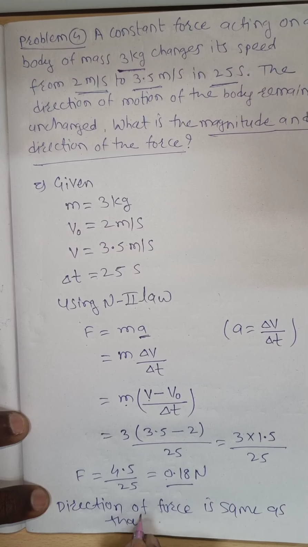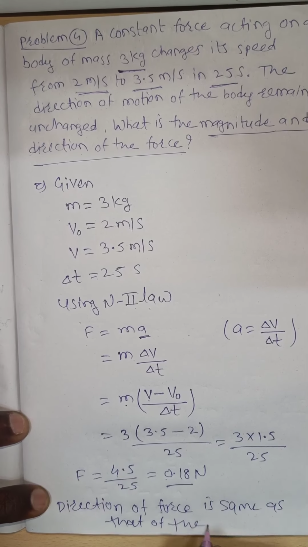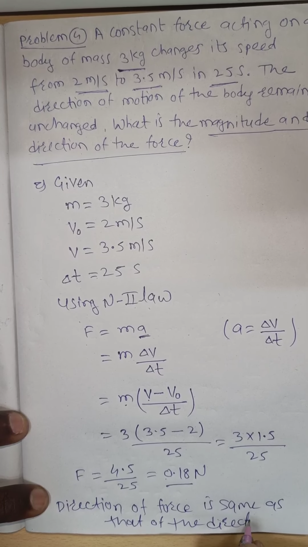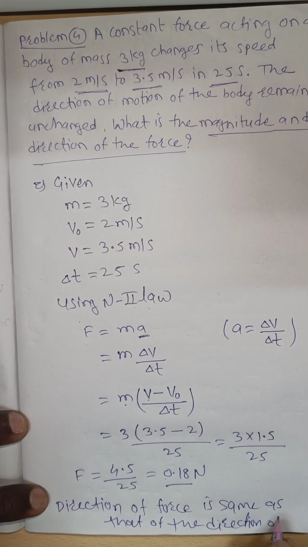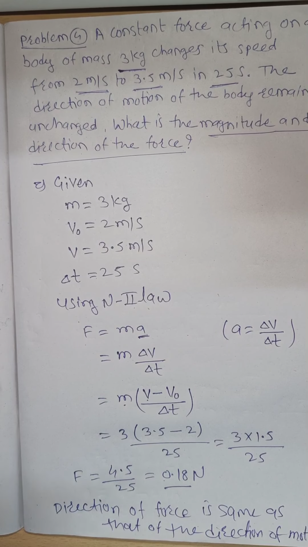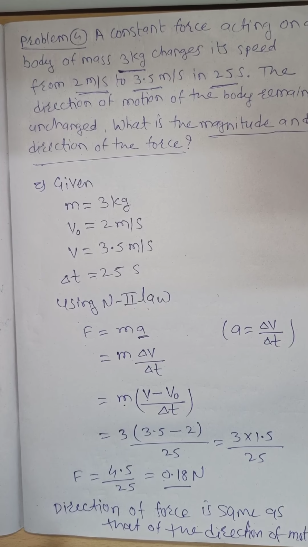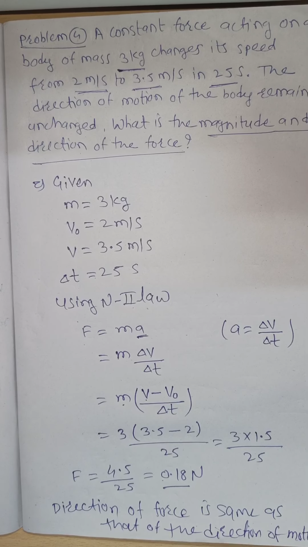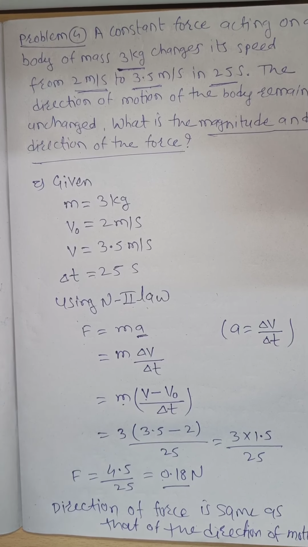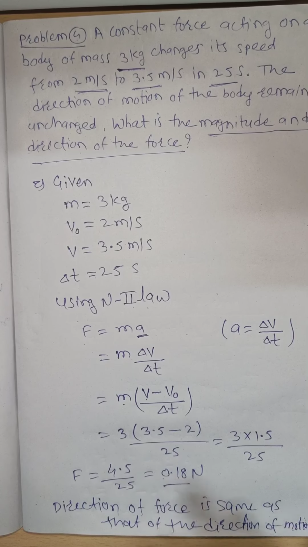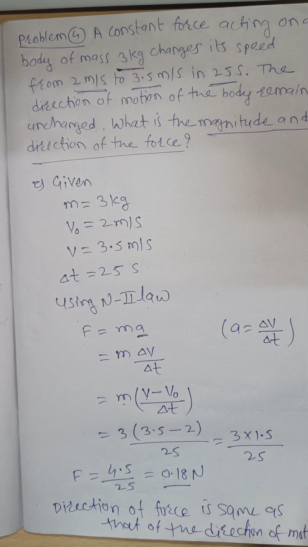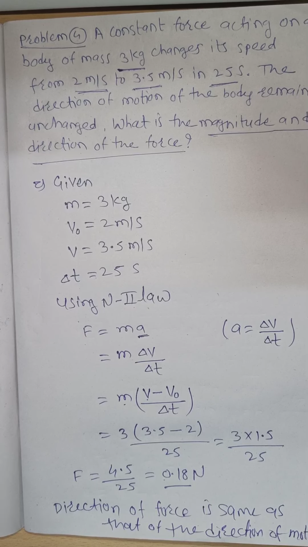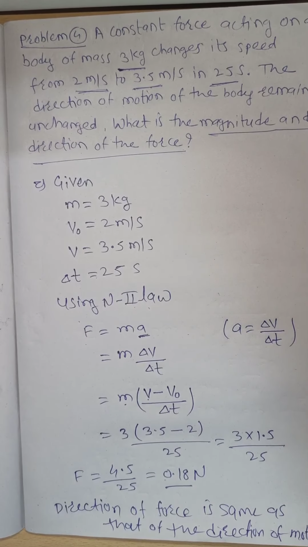The direction of force is the same as that of the direction of motion, because the value of force is positive. If the value of force is negative, then the direction of force is opposite to that of motion, but in that case the magnitude of force is getting a positive value, therefore it is in the same direction as that of the direction of motion.